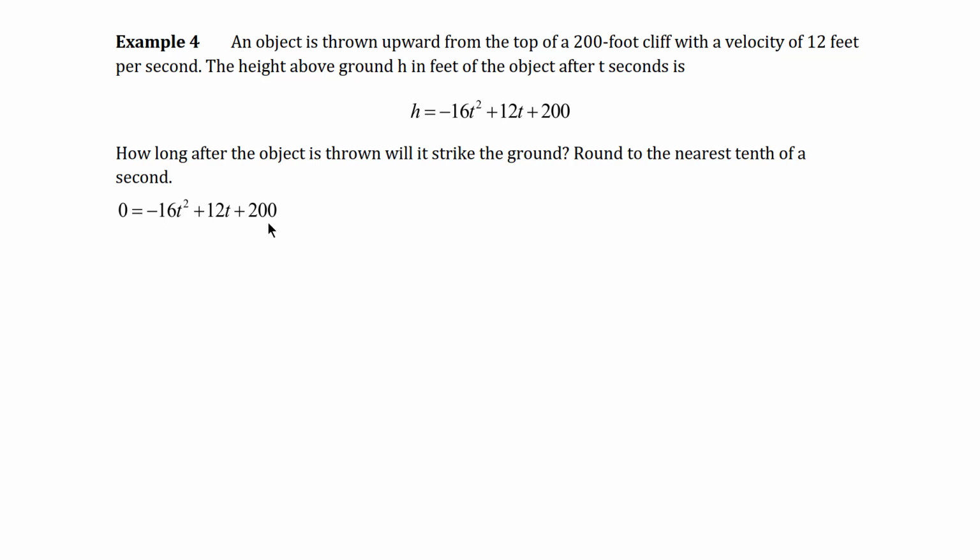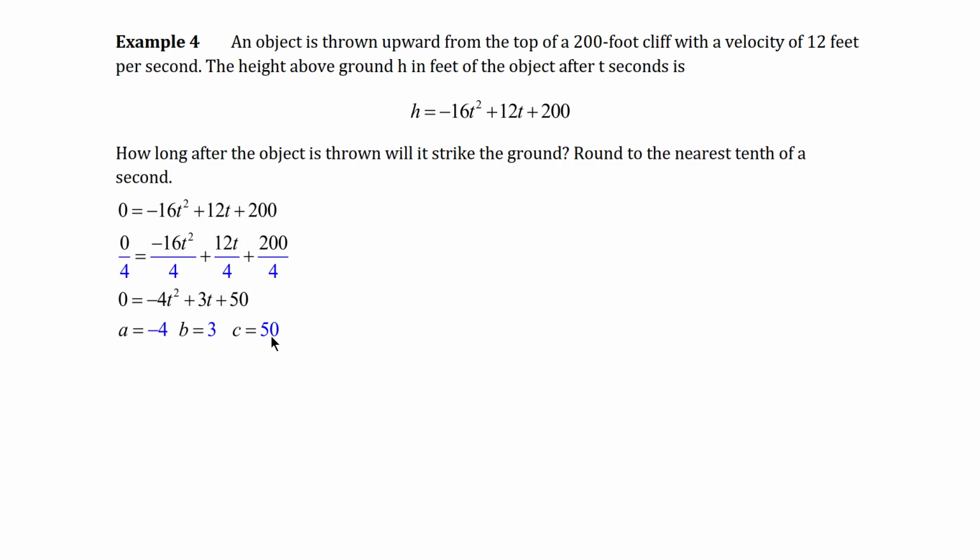However, we can make things a little bit easier by dividing all the terms here by 4. So 0 divided by 4 is 0. Negative 16t squared divided by 4 is negative 4t squared, 12t divided by 4 is 3t, and 200 divided by 4 is 50. The result is 0 equals negative 4t squared plus 3t plus 50. Next, we find our values for a, b, and c. A is negative 4, b is 3, and c is 50.